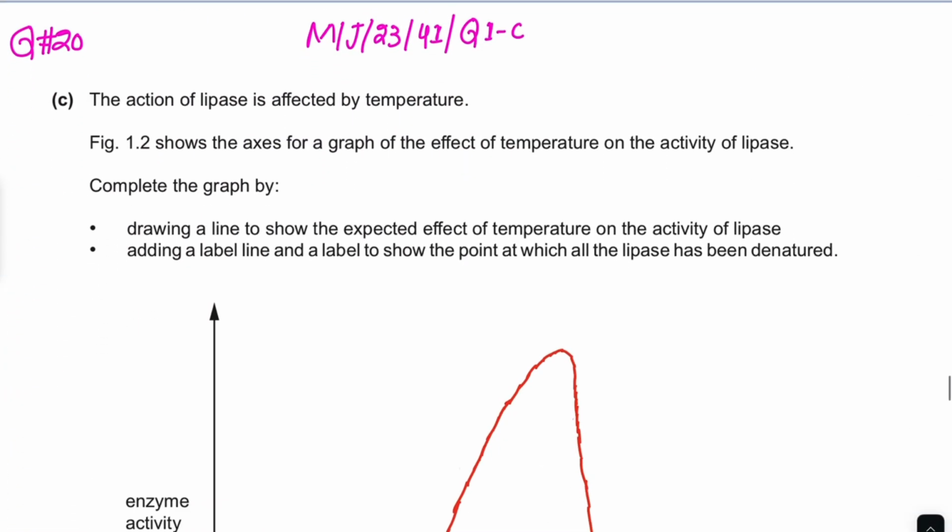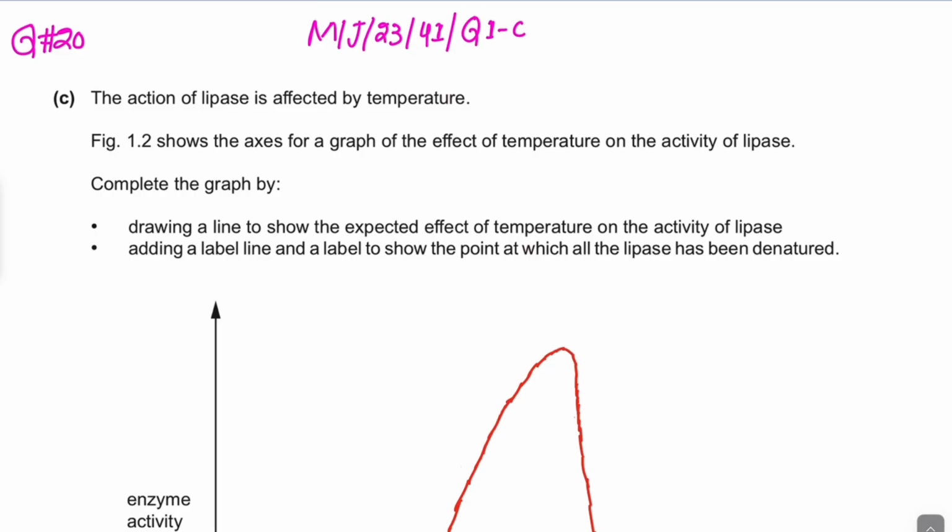If I were to move further, this happened to appear in the May-June of 23, the variant was 4-1, and in your exam, this was question number 1C. Now, what they have to tell us is about the action of the lipase, and we know the lipase would break down the lipids to fatty acid and glycerol. So, the activity of this lipase enzyme is impacted by the temperature.